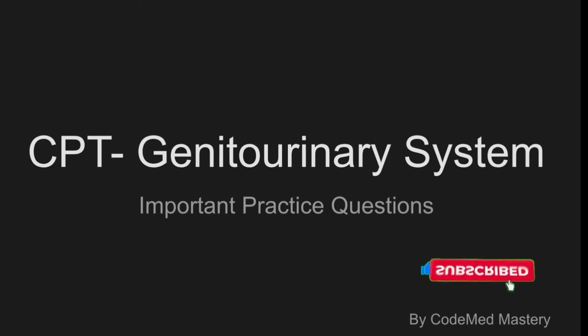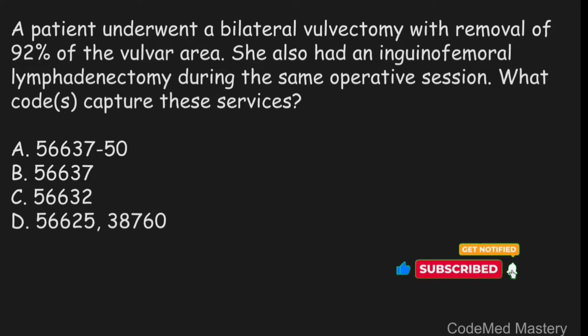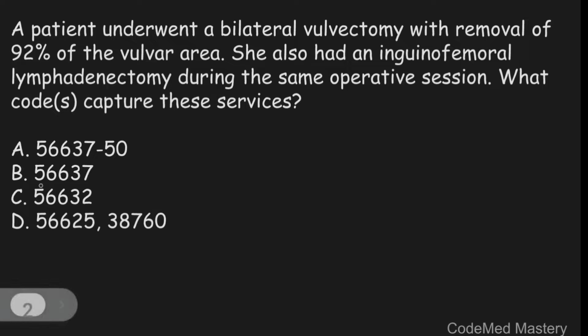Let's start with the first question. We will use the elimination method to solve this question. Let us check the options first. In options A and B, they have given the code 56637. In option C, they have given 56632, and in option D, the first code is 56625. So let us check these three codes.